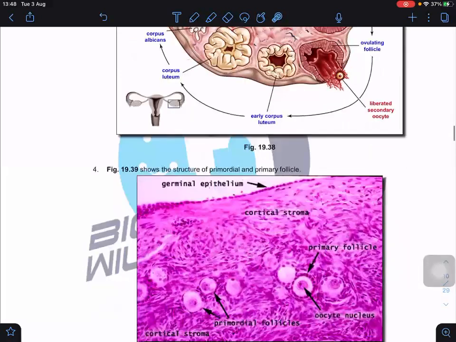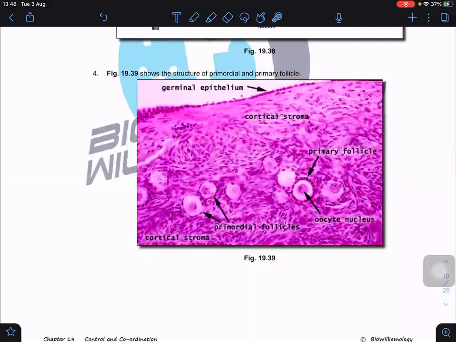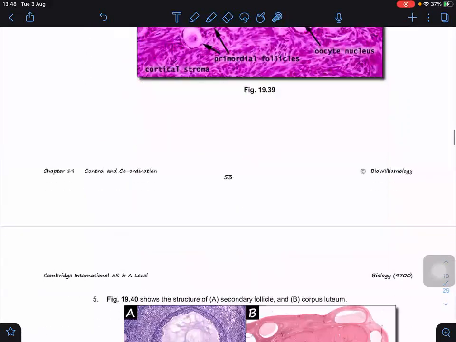Okay, so you can see that, guys, in this diagram. This is the primary follicle with the primary oocyte. Can you see that with the nucleus? So why is it termed primary compared to primordial? Primordial follicles have flattened cells, while primary follicles have cuboidal cells. So this is how we differentiate between primordial follicle versus primary follicle.